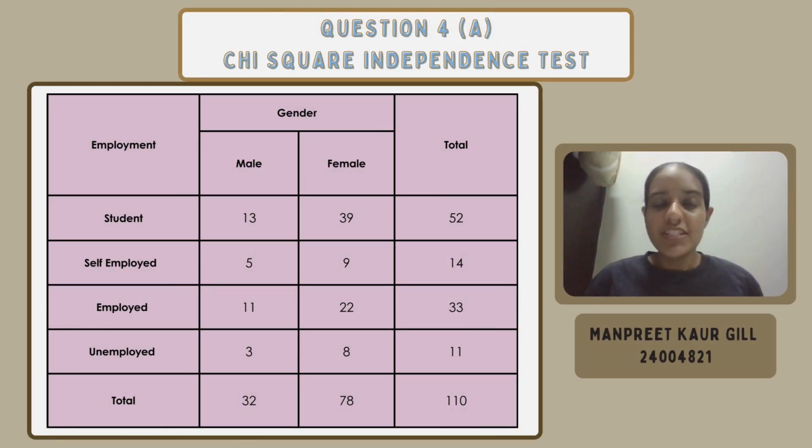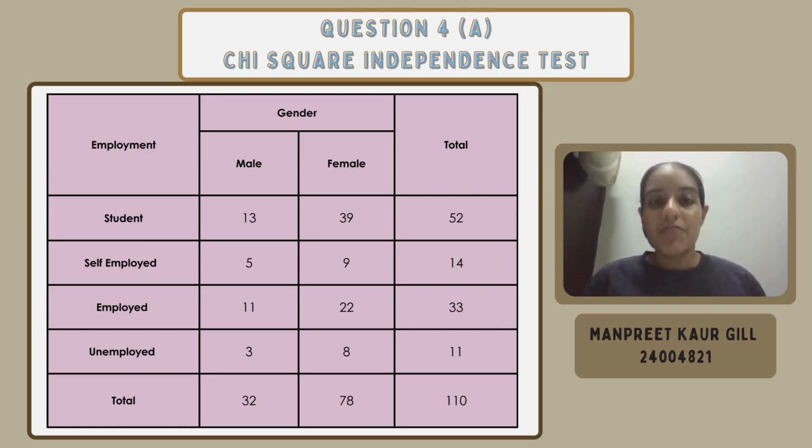Now we move on to the chi-square test of independence. Data chosen to conduct this non-parametric test are employment and gender. Our null hypothesis is that employment and gender are independent, and the alternative hypothesis is that employment and gender are dependent.